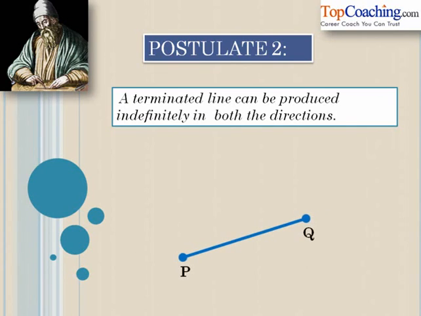So let us say that we have a terminated line that passes through the points P and Q. So P and Q are the endpoints of this line. Now postulate 2 says that we can extend this line indefinitely in both the directions. So we can extend this line indefinitely in this direction, and also we can extend this line in this direction. So a terminated line can be produced indefinitely in both the directions.